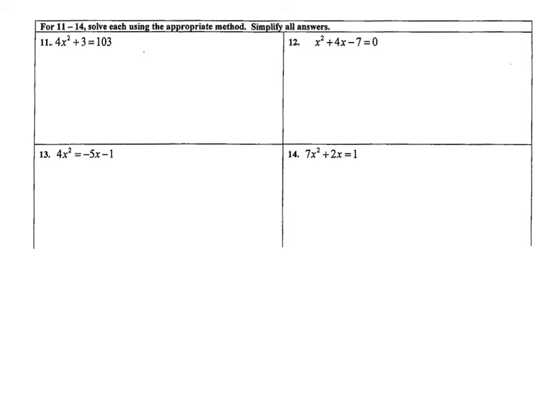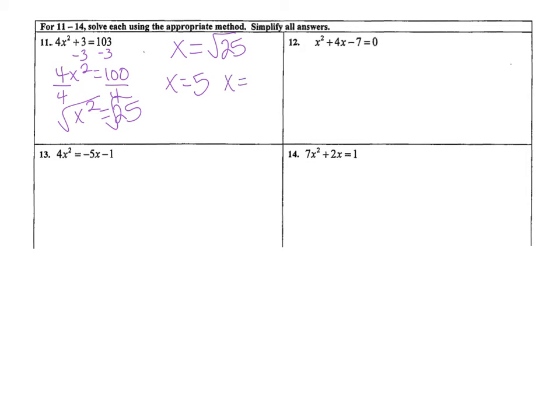This is not a trinomial. There is no x to the first power, so you're just going to get x squared alone on number 11. Subtract 3 from both sides. 4x squared equals 100. Divide by 4 to get the x squared alone. Square root both sides. You're going to get 2 answers for everything here. Square root of 25 is 5. Square root of 25 is also negative 5.